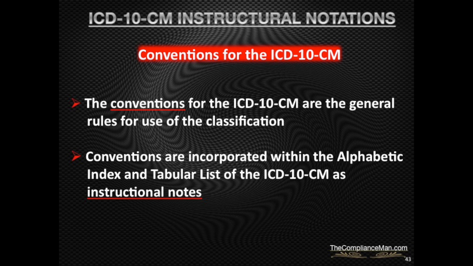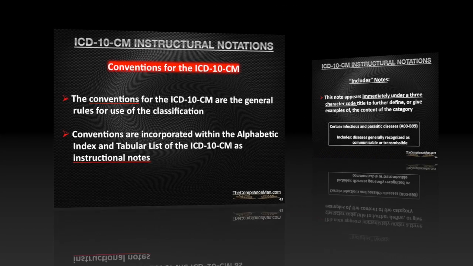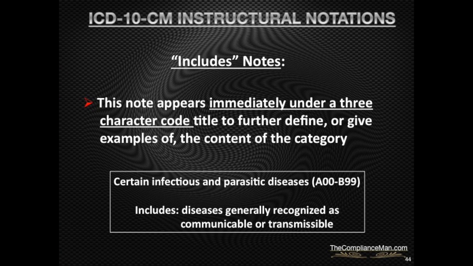Now it's time to look at the conventions for ICD-10. Think of conventions as the general rules for the use of the classification. You'll see these rules or conventions throughout the tabular list, and they're used as instructional notes. The first one to look at would be the includes note. And you'll see that the includes note appears immediately under a 3-character code title, and it further defines or gives examples of the content of the category.